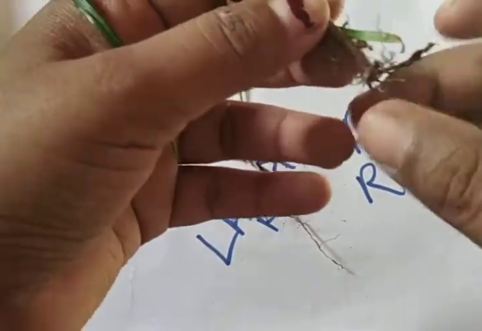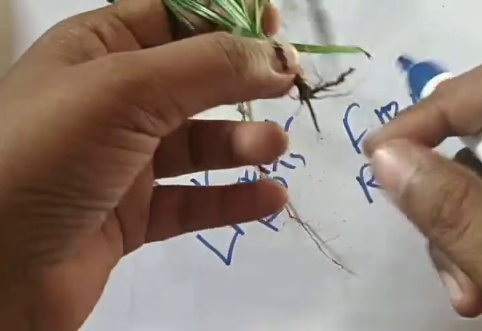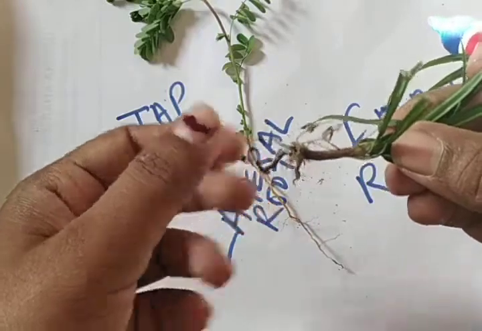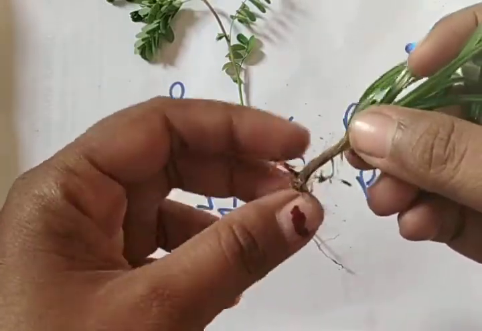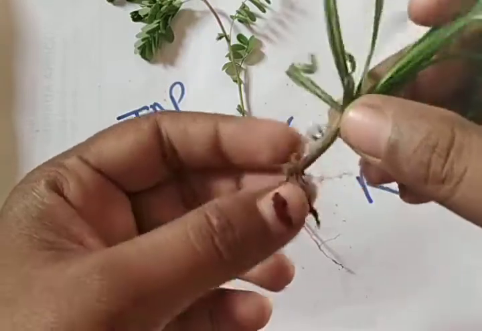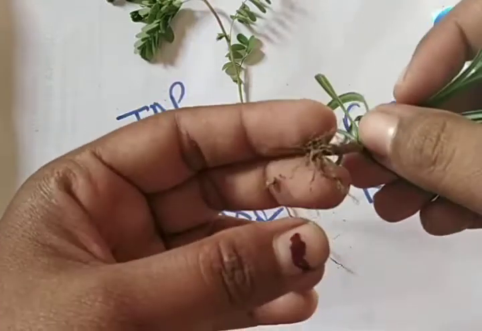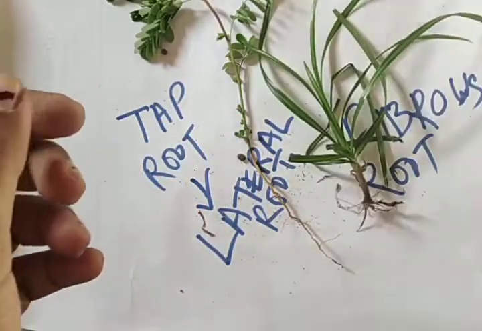But here you see in fibrous root, what you are seeing? You are seeing all the roots are of same type and there is no main root. Look at here. There is no main root. All roots are of same type. Okay. These are a group of roots. They are of same size or same shape. Okay. So this is about your root.